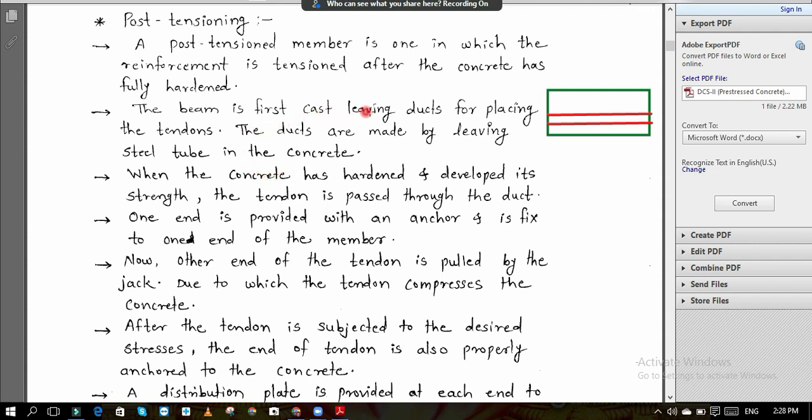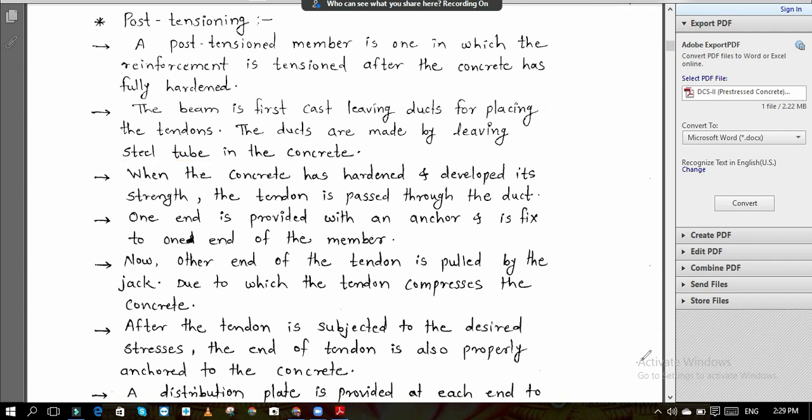The beam is first cast, leaving the ducts for the tendon. So this space is called a duct. This space left in the middle is called a duct. And the ducts are made by leaving the steel tube, or by inserting the steel tube, in the concrete.